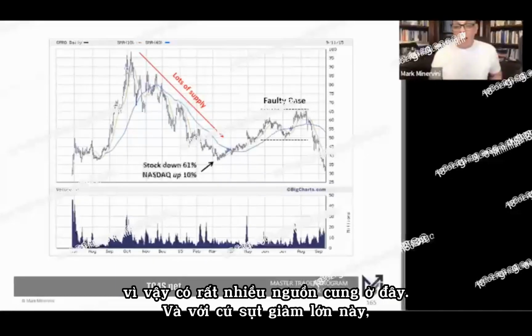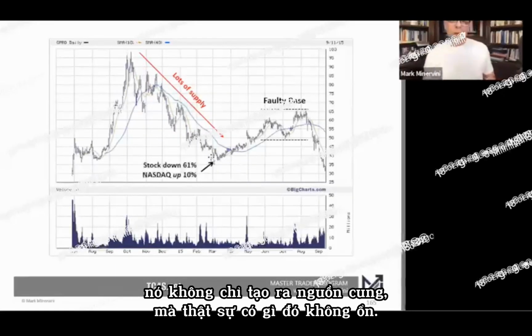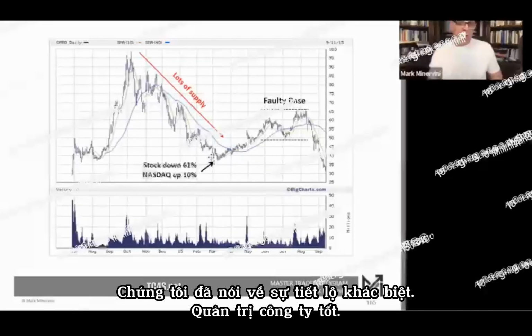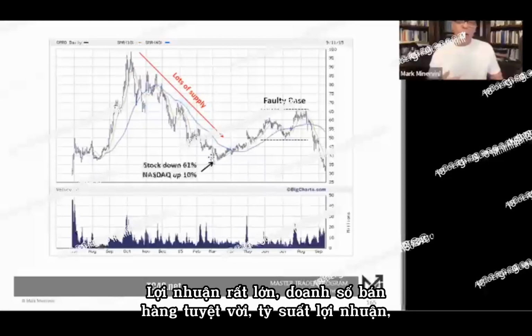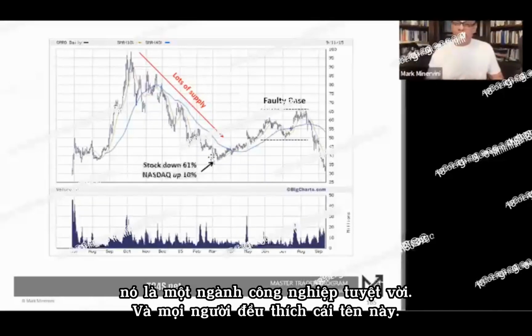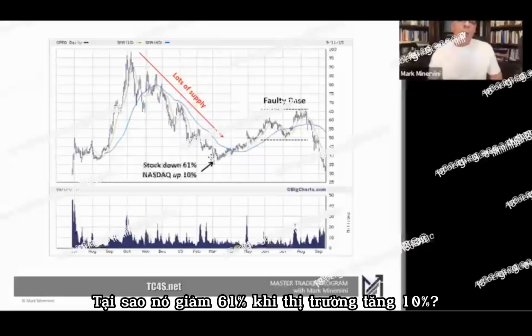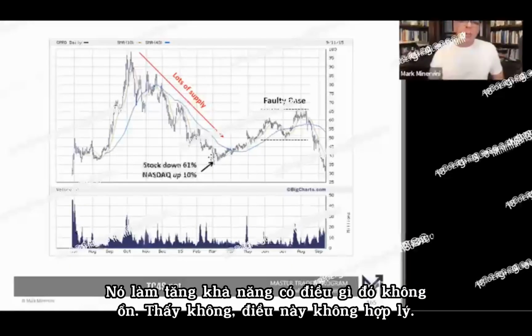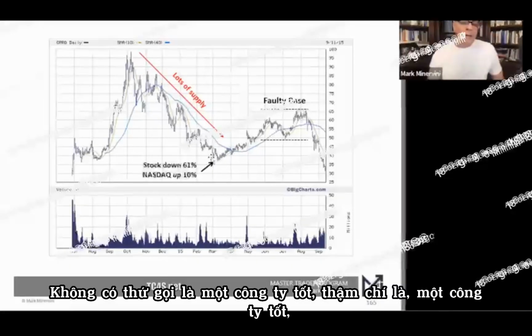There's a lot of supply here, and with this big decline, it not only creates supply, but something's not right. If a company's doing so well and the management's so good, we talked about differential disclosure, the earnings are great, the sales are great, the profit margins, it's a great industry, everybody loves the name, why is it down 61% when the market's up 10? It also increases the odds that something's wrong. This doesn't make sense.